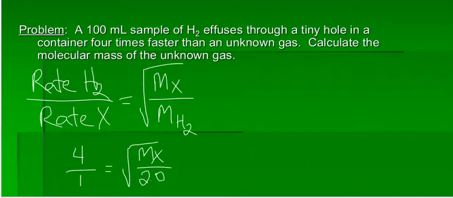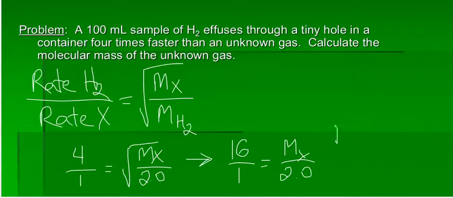In order to get rid of that square root sign, we'll square both sides. So squaring both sides gives you 16 over 1 equals Mx over 2. So the molar mass of gas X, the unknown in this case, is 32 grams per mole. So Graham's law can deal with diffusion, which is spreading out, or effusion, which is escaping through a tiny hole.